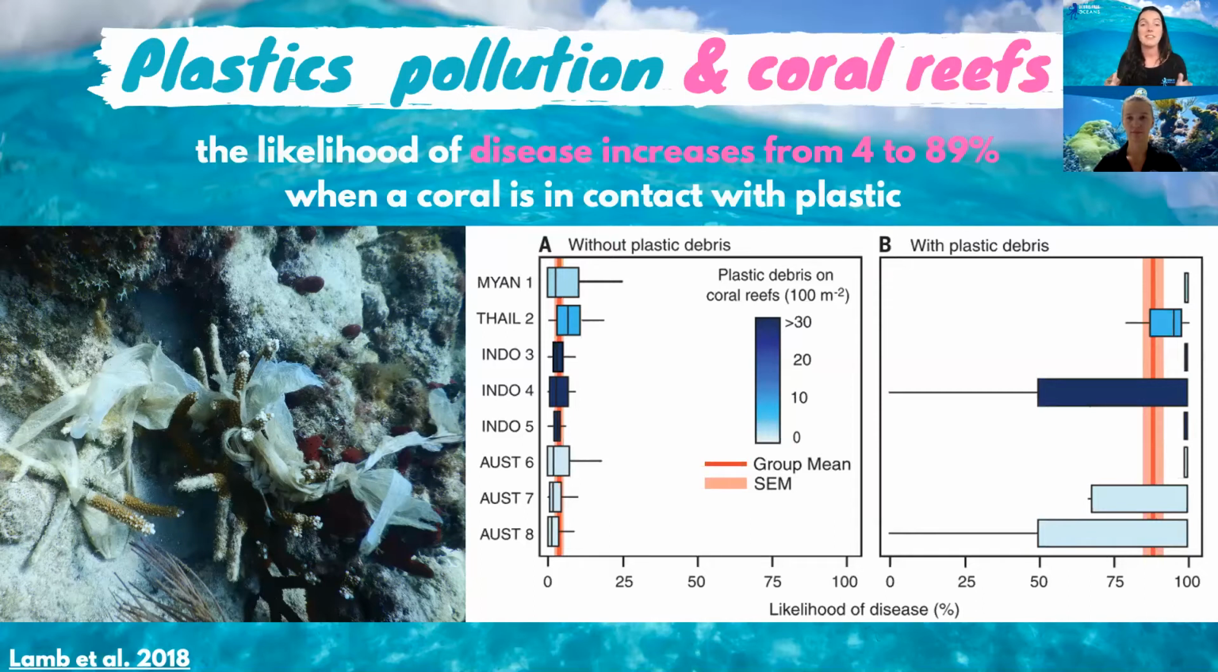So this figure here, you can see in the left column A, that shows without plastic debris, the likelihood of disease on the x-axis is very low, close to 0%. However, when in contact with plastic on the right B column, you can see it is much closer to higher levels of 75 to 100%.